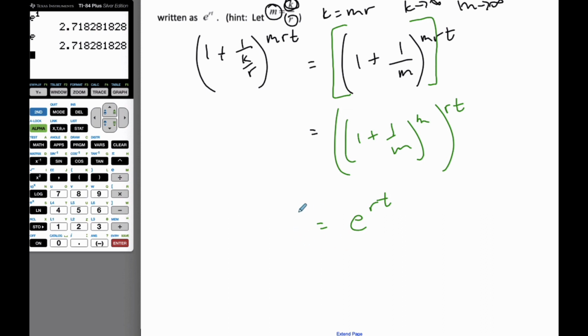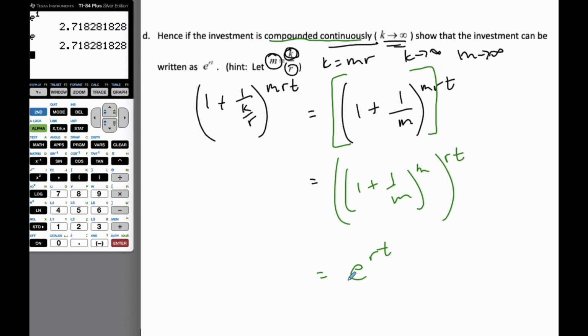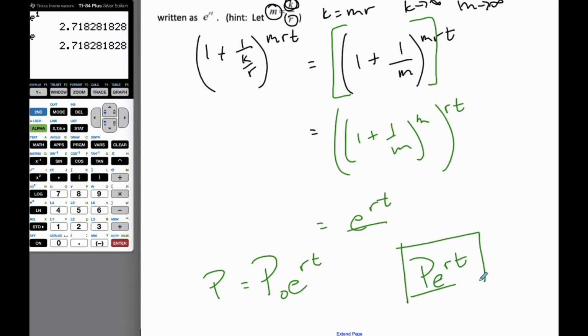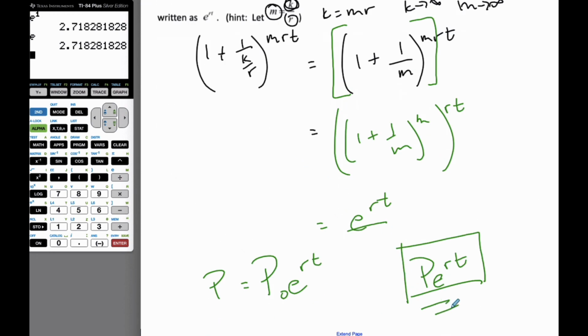So if something is going to compound continuously, I can use this idea. The formula is the original amount times e to the rt, which is equal to the current principal. I often refer to this as PERT, the PERT formula. We're going to talk about this particular formula for modeling at a later time, but this is one of the most useful ideas behind e.